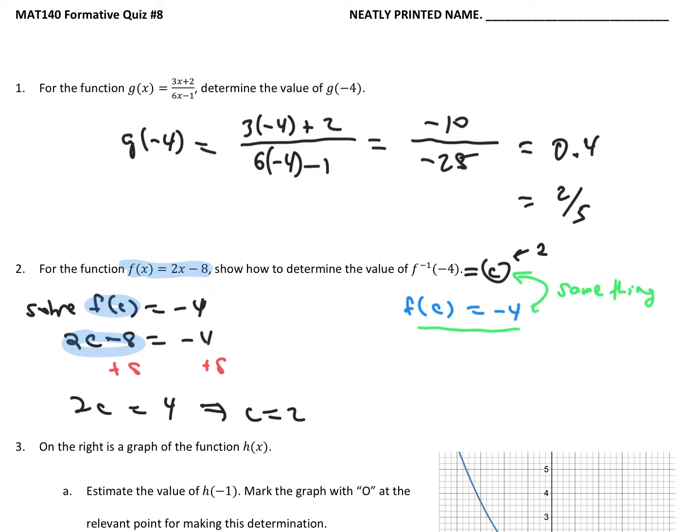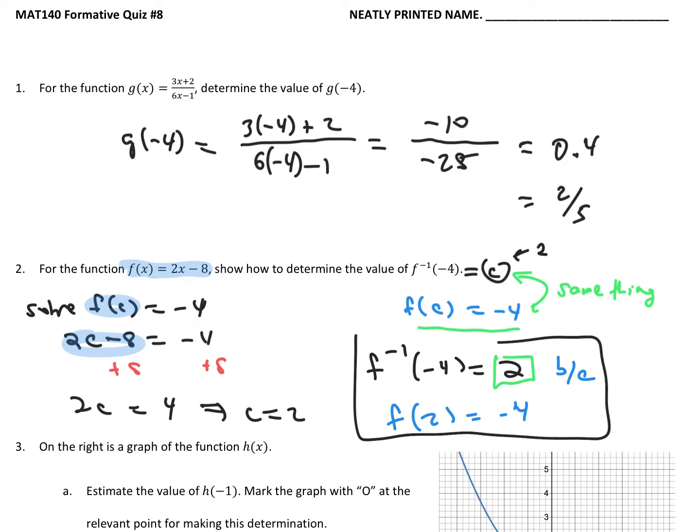So I could say that f inverse of minus 4 is equal to 2. That's my answer. And if I wanted to explain it, I could say it's simply because f of 2 equals minus 4. These two things mean exactly the same thing. But my answer is 2.